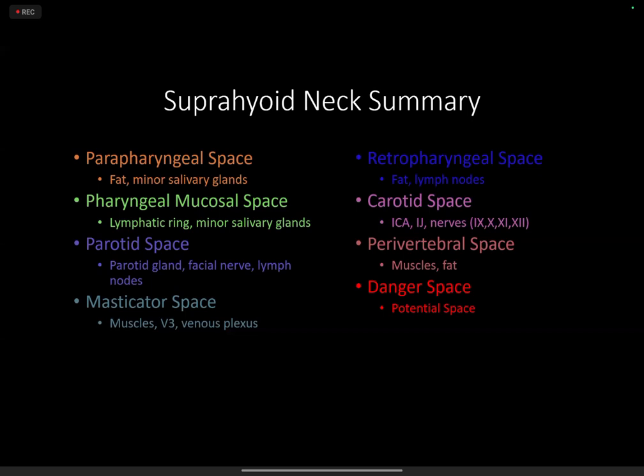The pharyngeal mucosal space contains that lymphatic ring and also minor salivary glands. So don't be surprised to get minor salivary gland tumors in this region as well. It's often left behind. We don't think about this often until we biopsy it, and it comes back as a pleomorphic adenoma or something of the sort. Obviously, lymphoma can occur in this region, and remember that this is a source of infection where bacteria and bugs and viruses can get into the neck.